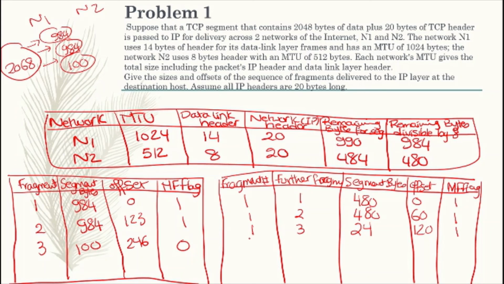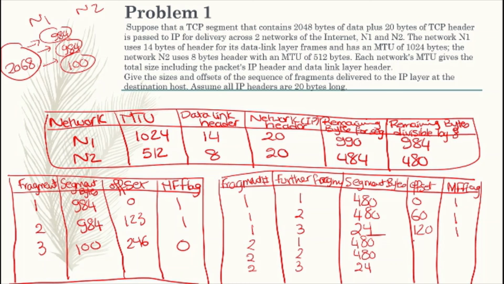Going to the second fragment, how many fragments would the second fragment need? We'd simply divide 984 by 480, which we just did, to give us 2 point something. So we need to further fragment this fragment into 3 more fragments. The first will have 480, the second will have 480, and the third will have the remaining, which is 24. How can we get the offset?